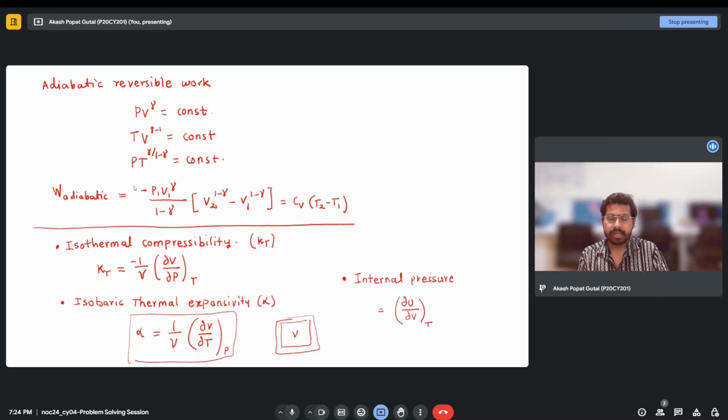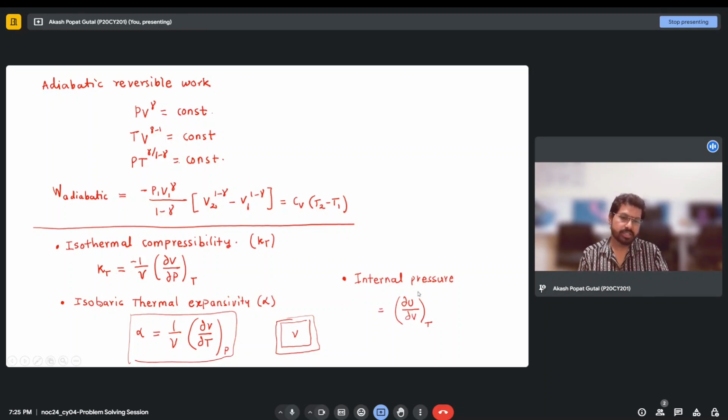Then I defined the isothermal compressibility factor, that extra thing, because we used this isothermal compressibility and isobaric thermal expansivity alpha in our problems. So that's why I already defined it here in the third discussion session. And this is also what we are currently studying, isothermal compressibility and isobaric thermal expansivity.